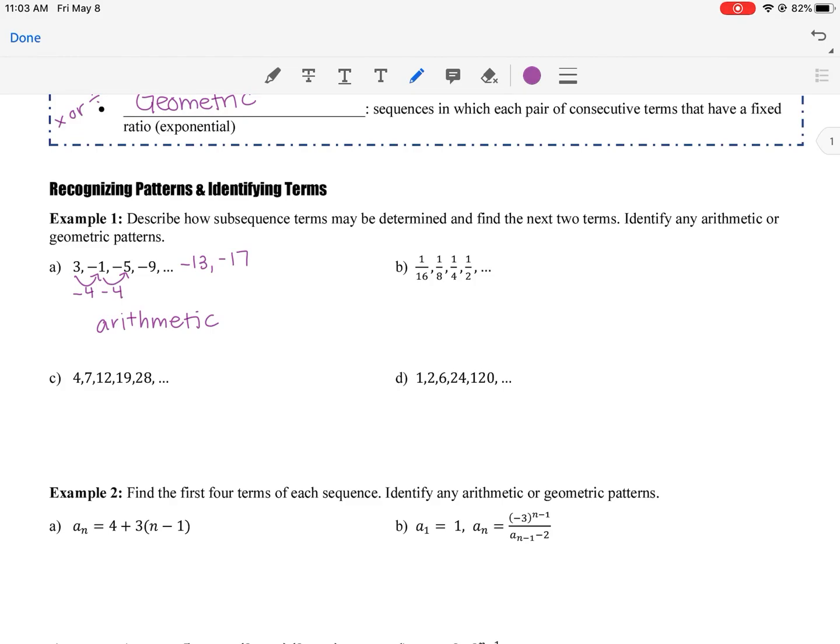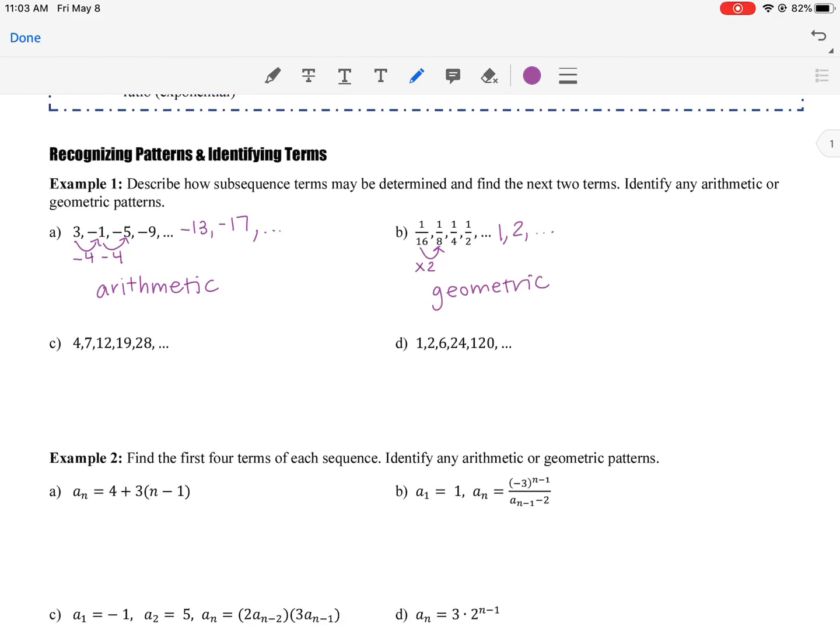In this case, to get from 1/16 to 1/8 to 1/4 to 1/2, you may recognize that as timesing by 2. So the next numbers would be 1 and 2. So if we're multiplying, this is geometric.